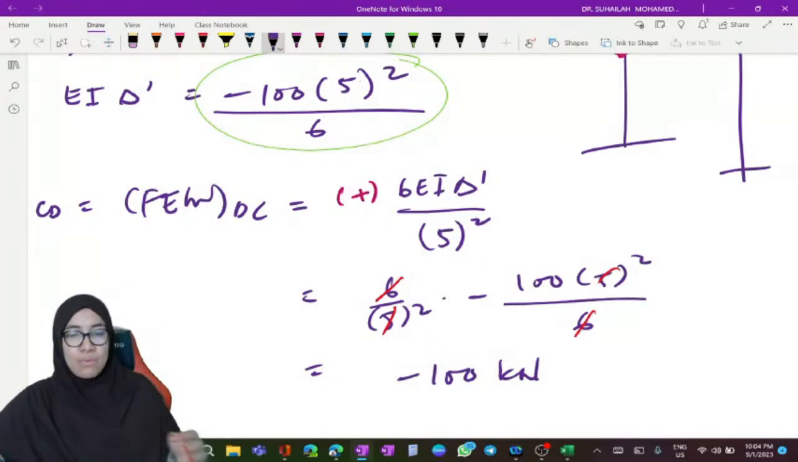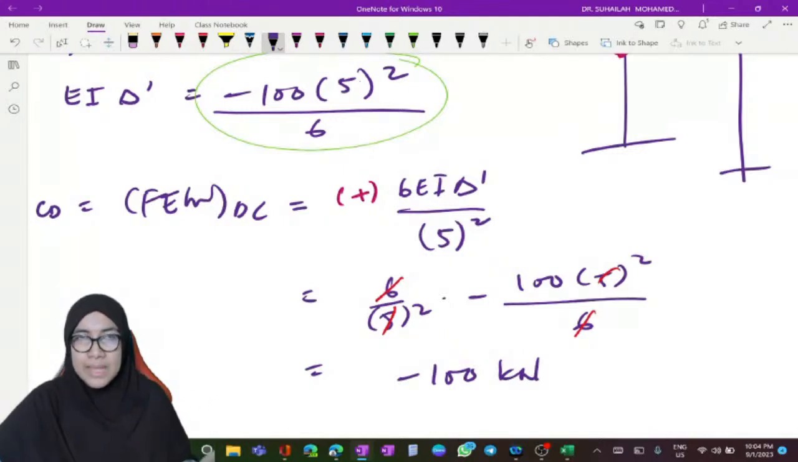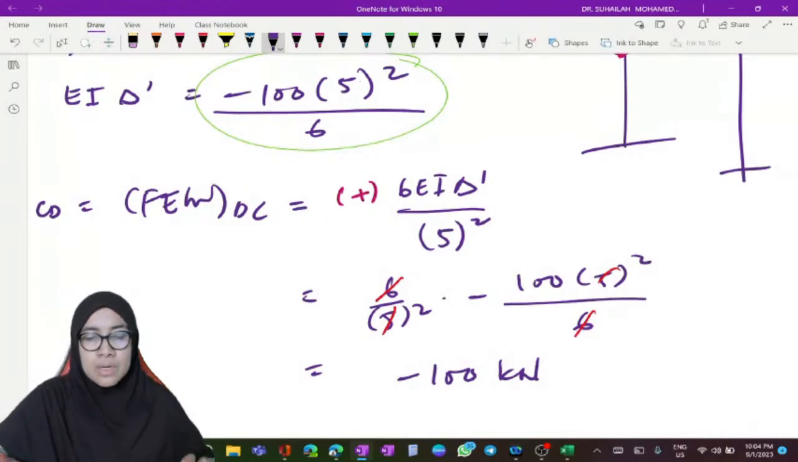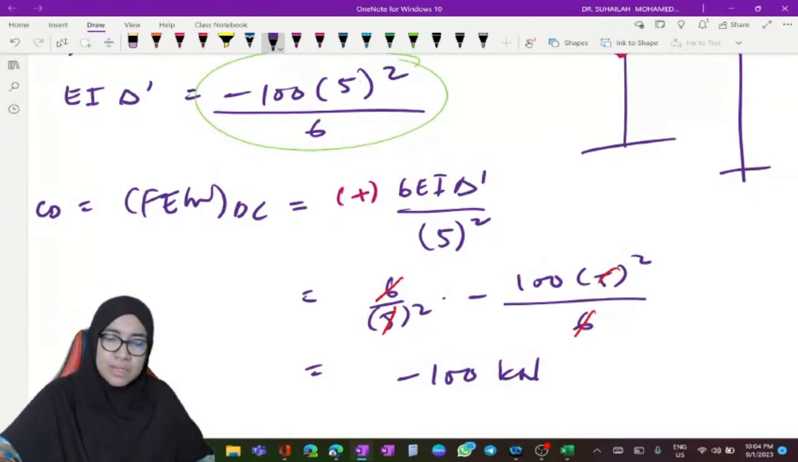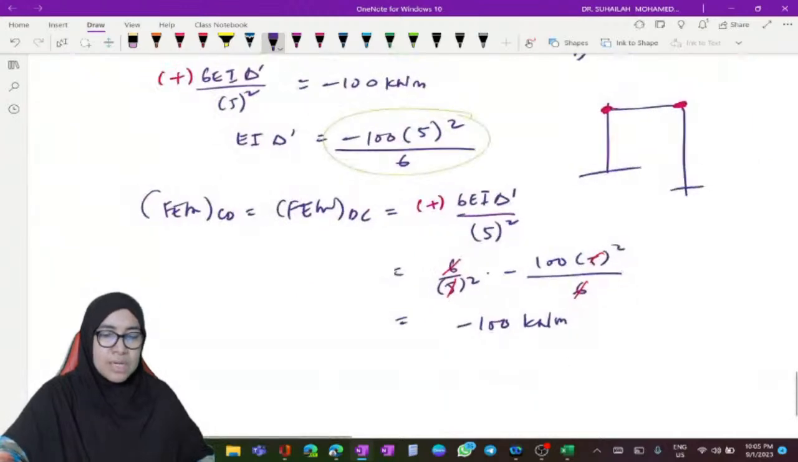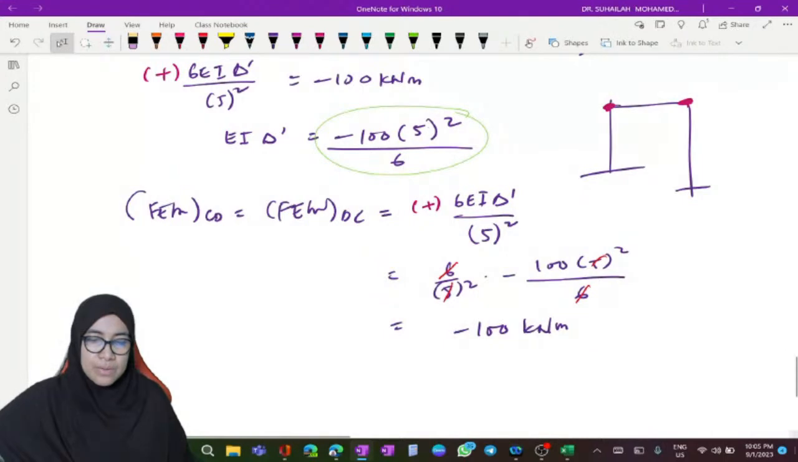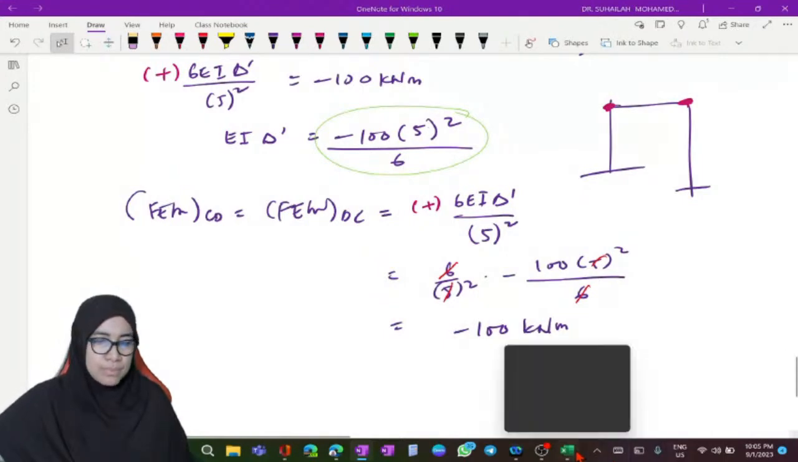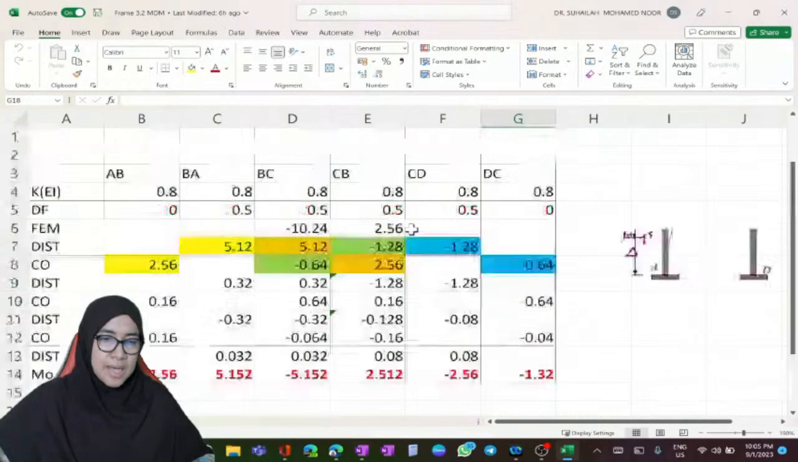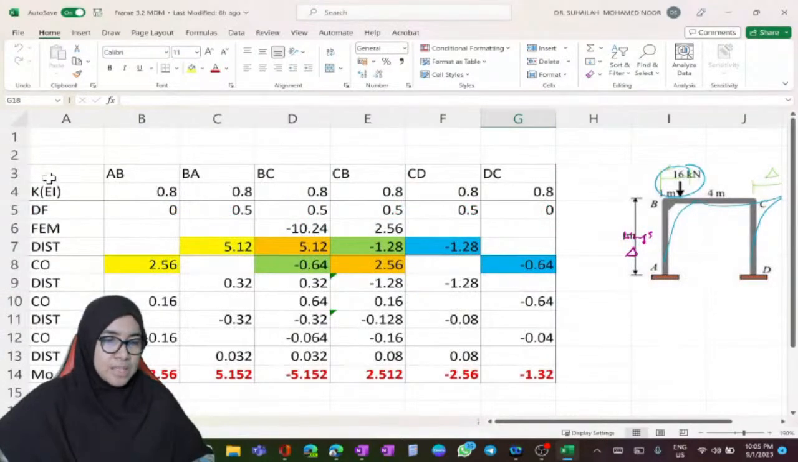So next example, we will do a different frame with non-constant values, different L, different EI. So we now have 4 values in kilonewton meter. I move to Excel. This is actually table number 1.